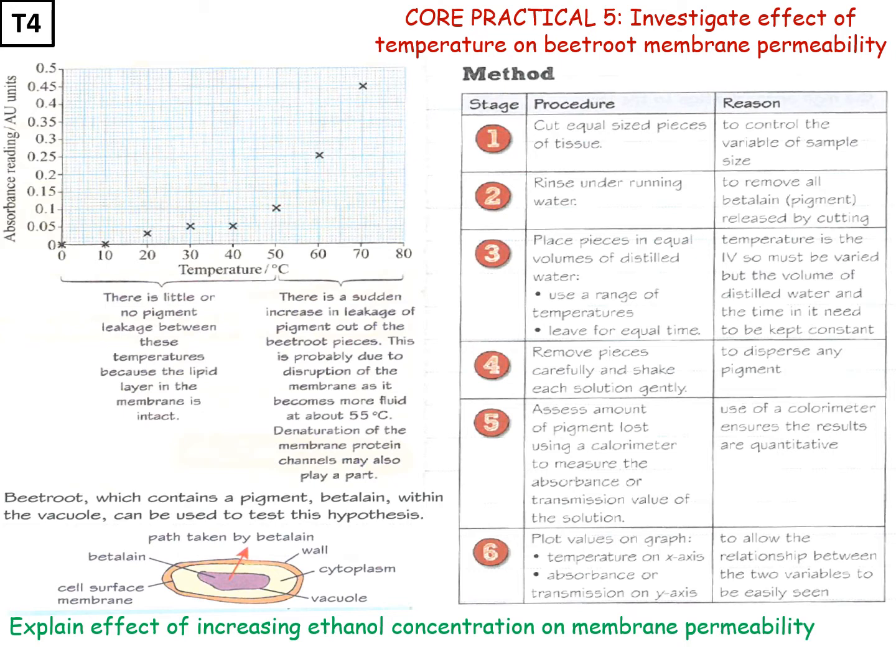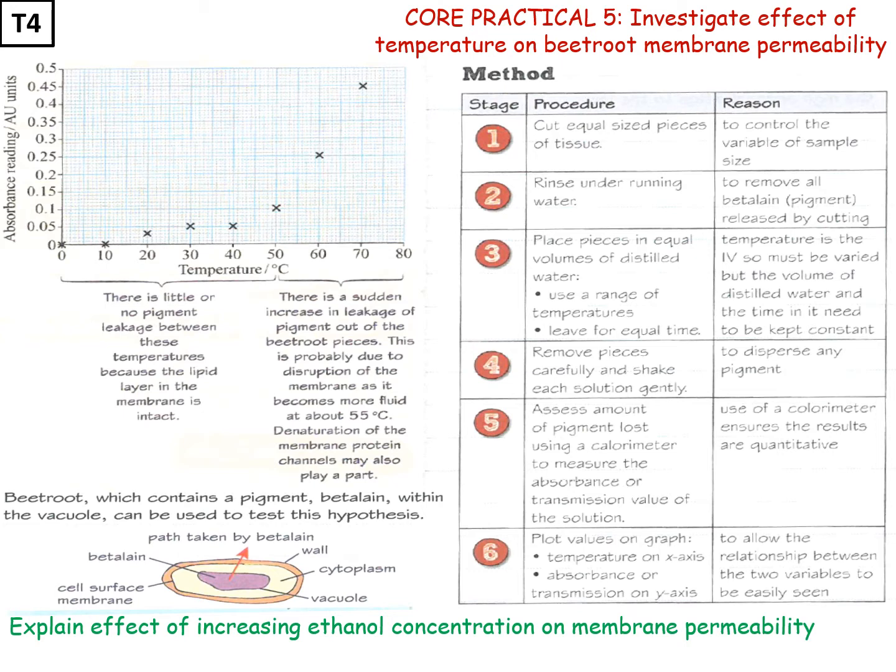You'd place them in a range of different temperatures, which is your independent variable that you're changing, and you need at least 5 different temperatures. You'd leave them for an equal time, and that is a control variable. And then you would assess how much pigment is lost using a colorimeter, which measures the absorbance or the transmission.